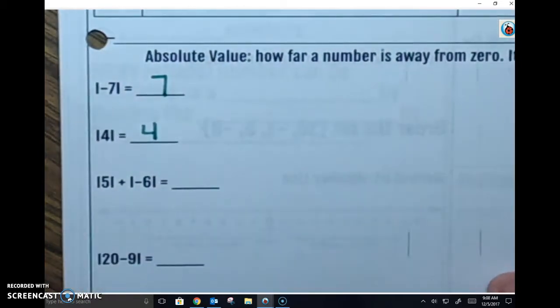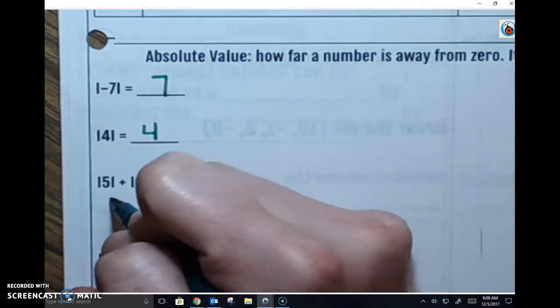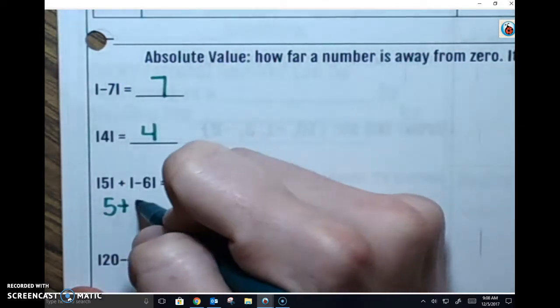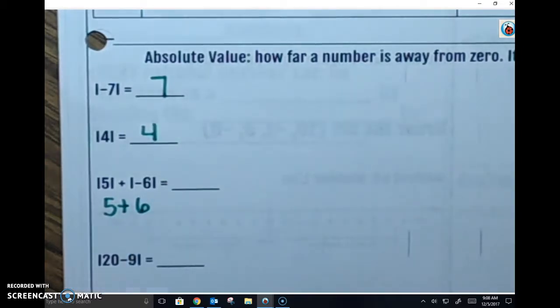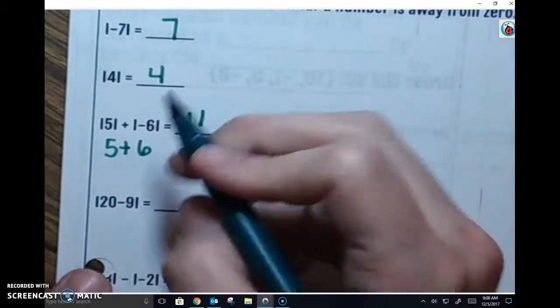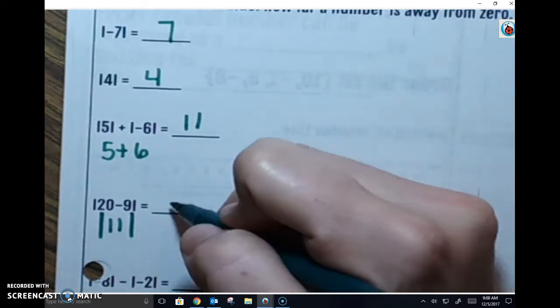Now we're going to get into doing some problems with it. So the absolute value of 5 is 5. The absolute value of negative 6 is 6 because that is 6 spots away from 0. So 5 plus 6 is 11. Let's look down here. We have the absolute value of 20 minus 9. So 20 minus 9 is 11. Then we'll put my absolute value signs on there. The absolute value of 11 is 11.